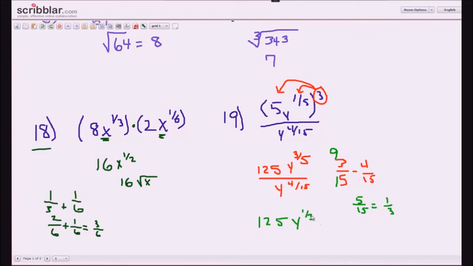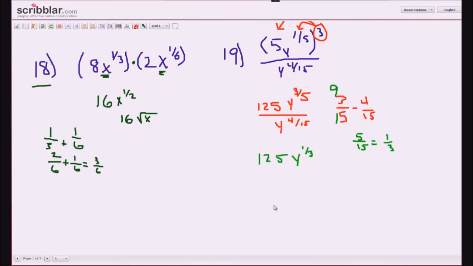And now, my math lab might not accept that. It might want you to actually do the cube root sign. Not completely sure, but it might want you to do the cube root sign. Oh, that was a 5. Something like that.